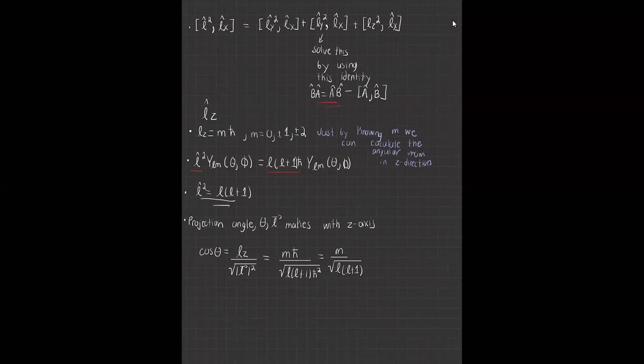the angular momentum squared. And if you want the angular momentum itself, you take the square root of each side, and you get the square root of L times L plus 1. Let's see what else. The projection angle that L makes with the z-axis is literally this equation. As long as you know what m is and what L is, you can solve this, and then take the arc cosine of each side to find the angle.